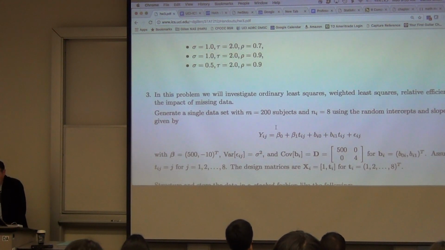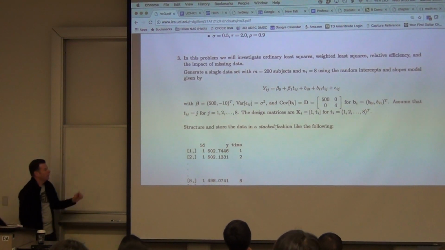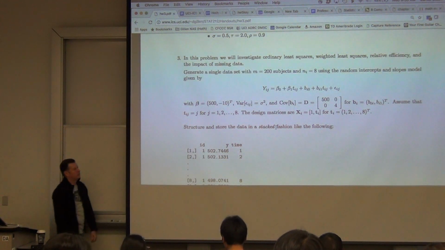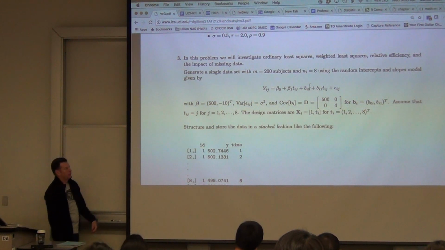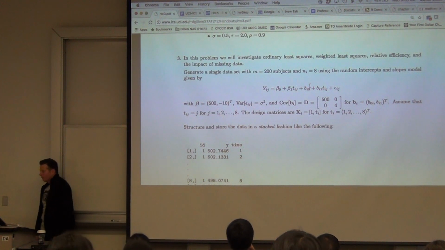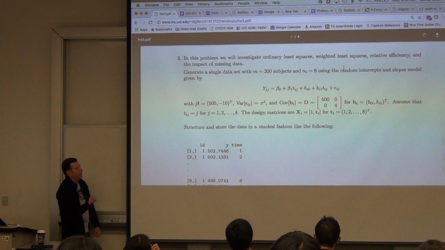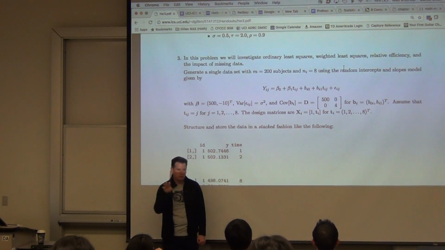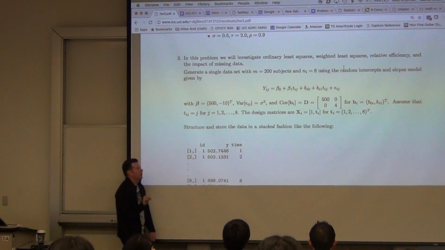Okay, good. So then problem 3, moving on, a little bit of motivation, is now going to go back to that random intercept and random slope model. And really what I want you to have is, this is now going to feed right off of today's lecture. I want you to investigate now ordinary least squares and weighted least squares, and what the impact is on efficiency when you have the correct weighting, or close to the correct weighting, and what the impact is of missing data.